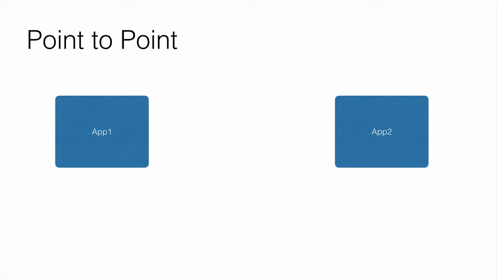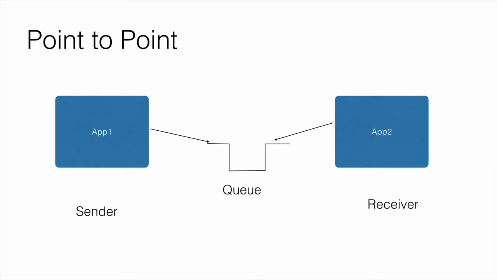Point-to-point is where application 1 puts a message on the destination and application 2 picks it up, and no other application can pick it up once application 2 picks up the message. The producer of the message is called the sender, the destination is called the queue, and the one who reads the message is called the receiver in case of point-to-point.